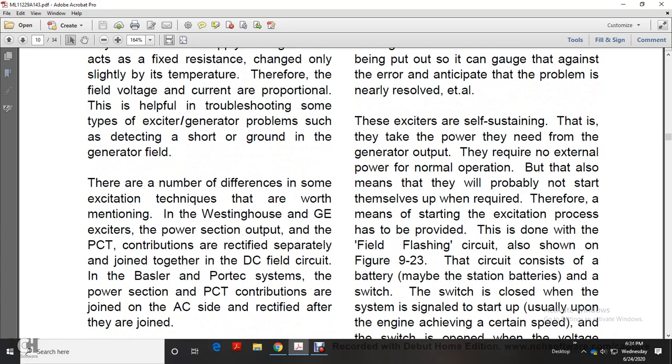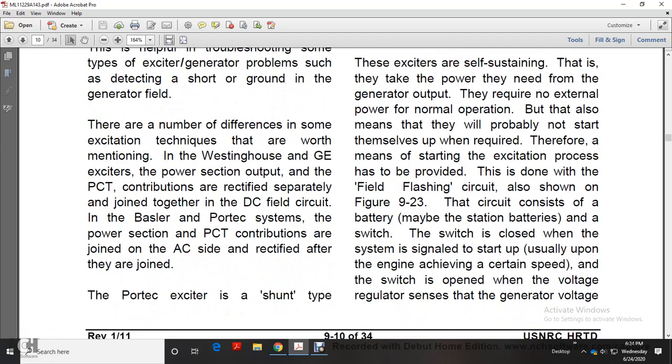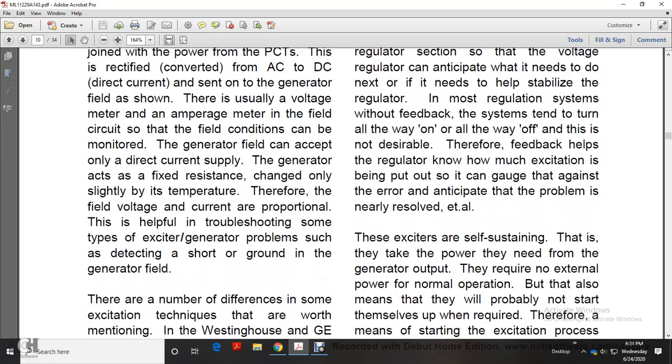In Westinghouse and GE exciters, the power section output and the power control transformer contribution are rectified separately and then joined together with the DC field current, in a ballaster or Portex system. In the power section of the power controller transformer, the contributions are joined first, and the AC side is rectified after they are joined. The Portex exciter is the shunt type.